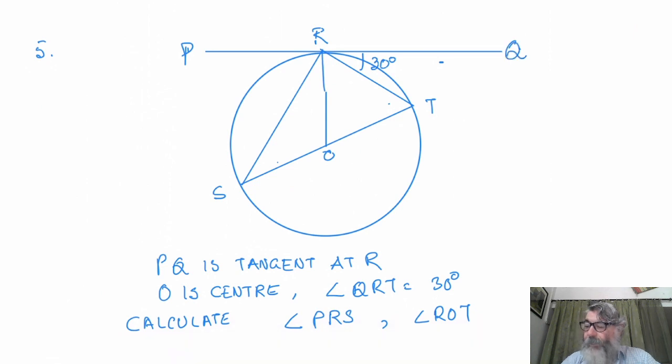This is Q. Angle QRT is 30 degrees. We have to find angle PRS, number one, and we have to find angle ROT.